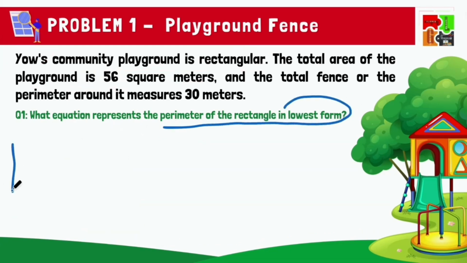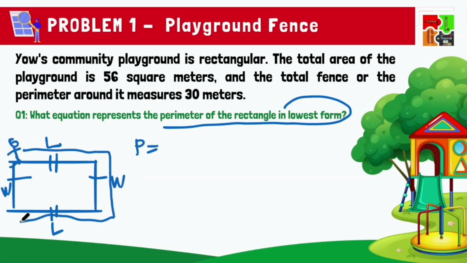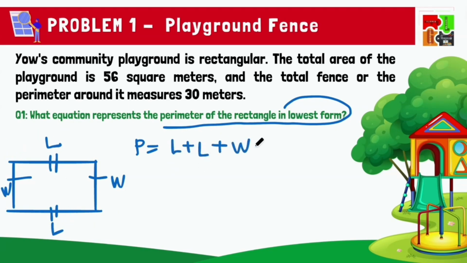Once again, drawing ako ng rectangle dito, yung playground ni Yo. Alam natin itong side na to ay ang tawag dyan is length. Meron tayong dalawang length at meron tayong dalawang width. Gusto lang nating malaman kung gaano kalayo ito, from this distance, punta dito hanggang sa bumalik si Yo. So, we will just add the sides. Dalawang length plus dalawang width, and that is equal to the perimeter.